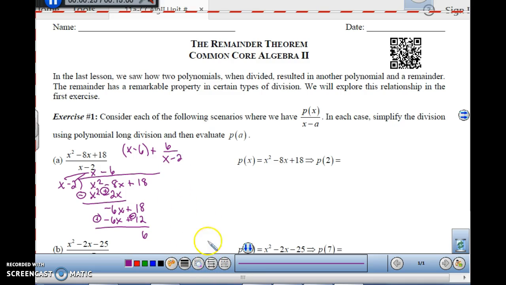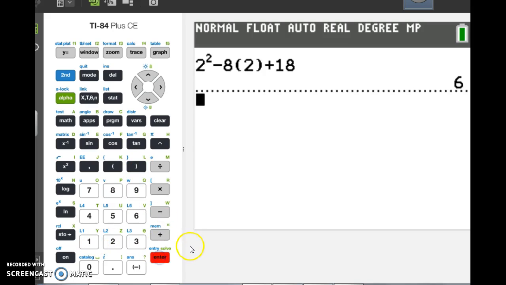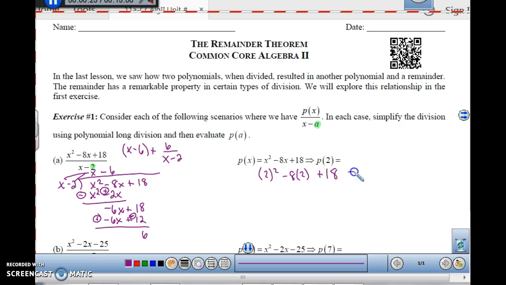Now it says simplify division and then evaluate p of a. a is the value right here, so a is without the sign. So a is going to be the value 2. If we take p of 2 and plug it into this equation, 2 squared minus 8 times 2 plus 18. I can probably use my head, but I'll do it quickly on my calculator. 2 squared minus 8 times 2 plus 18, and I get 6. So that equals 6.